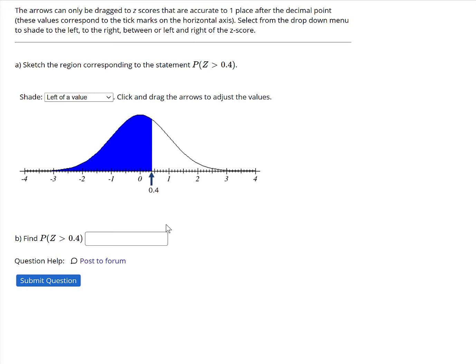So 0.4 is the z-score, and we're looking for values that are greater than 0.4, so those would be values to the right. You can drop down here and choose areas to the left, to the right, between two values, or outside two values. Here we want the area to the right. So the area to the right of 0.4 is shaded here.